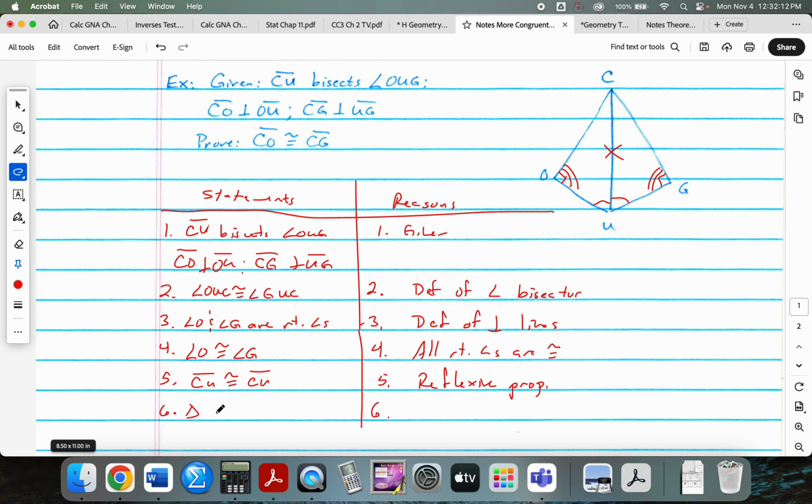I can name the first triangle any way I want. I'm going to call it triangle COU. But once I've done that, I've got to name the second one so that the corresponding parts match up. How should I name the other one? Yep, CGU. And by what reason? Angle, angle, side.